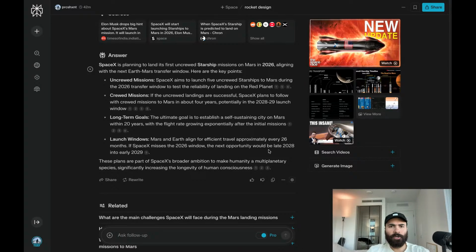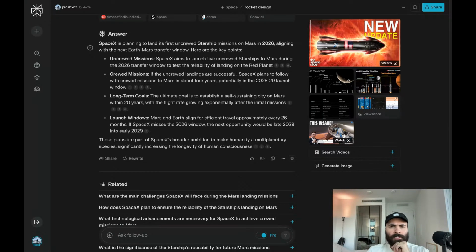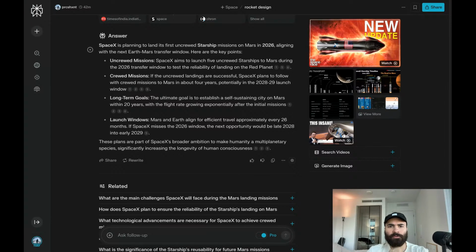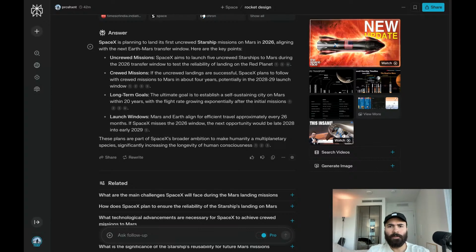Planning to land its first uncrewed Starship missions on Mars in 2026, aligning with the next Earth-Mars transfer window. Oh, so you also have to wait for these uncrewed missions. Let's see. Launch five uncrewed Starships to Mars during the 2026 transfer window to test the reliability of landing on the red planet. If the uncrewed landings are successful, SpaceX plans to follow with crewed missions to Mars in about 4 years, potentially in the 2028-29 launch window. Okay. So if they first figured out, so this happens every 2 years.